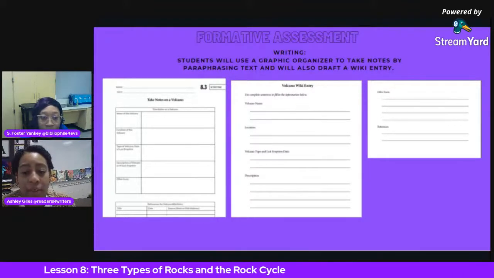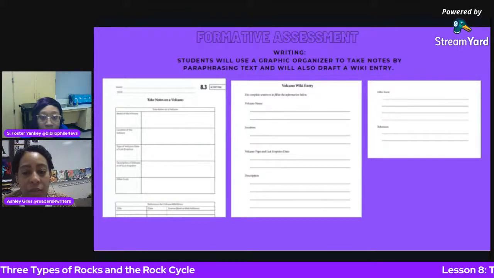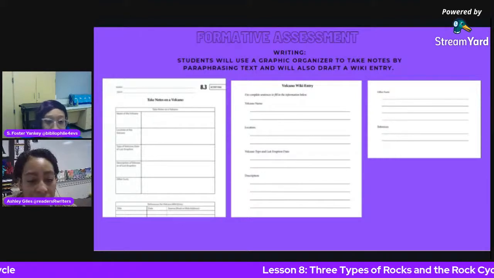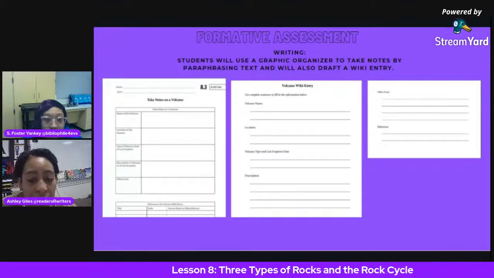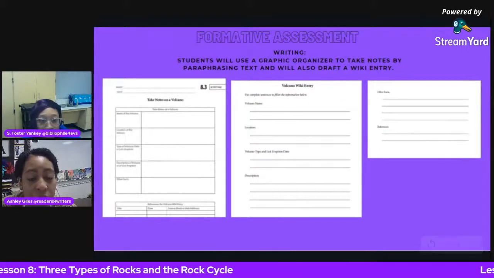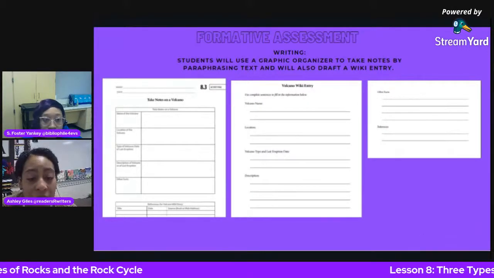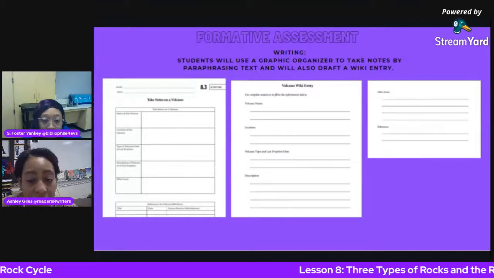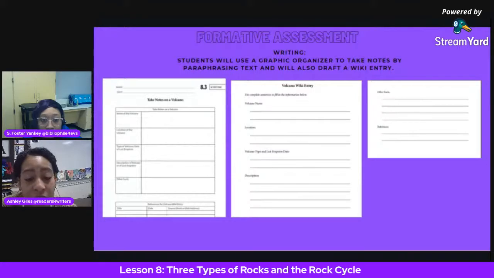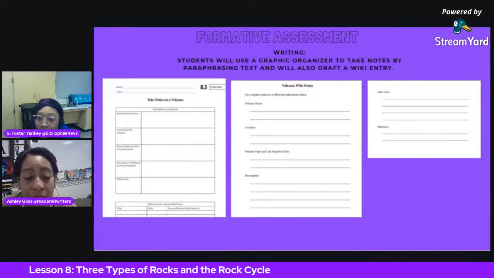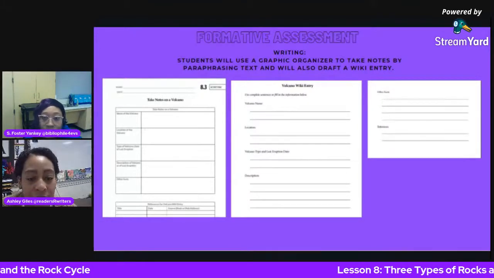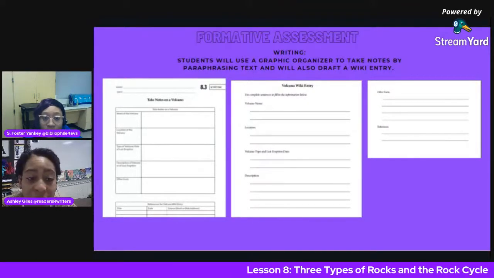So they'll take notes by paraphrasing a text, and they will also draft a wiki. So on this first sheet, this is where they are taking their notes. And this is what the teacher modeled yesterday, a part of what the teacher modeled yesterday. Students are going to continue completing this sheet today, on lesson 8. Then after they take their notes through paraphrasing, because they're going to be taught that paraphrasing is using their own words, and we're not plagiarizing, and that's how you paraphrase, you use your own words. So that means you have to take good notes.